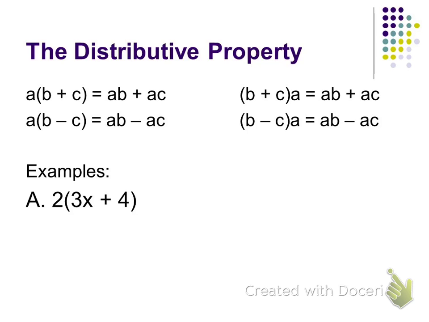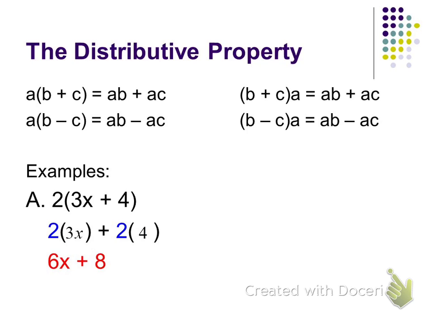So this is 2 times, and then in parentheses, 3x plus 4. When we do this, we do 2 times 3x plus 2 times 4, which gives us 6x plus 8. A lot of students will mistakenly then go ahead and add these. They're not like terms. If they weren't like terms here, they're not going to be like terms down here. Okay? Do you guys have any questions?